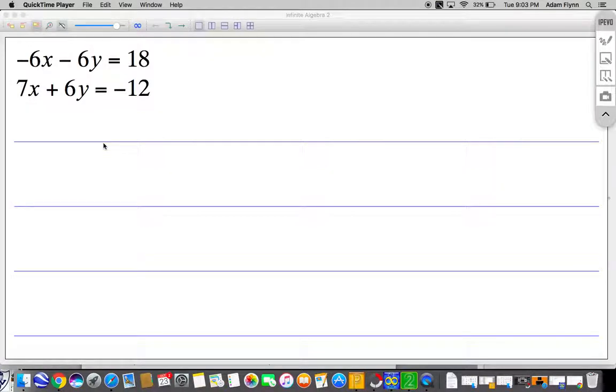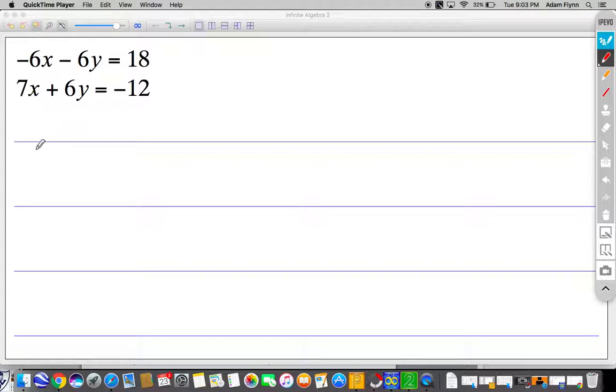This is the example video for elimination. So, taking a look at this first problem, I have negative 6x minus 6y equals 18, and 7x plus 6y equals negative 12. So my first step, I need to choose a variable to eliminate. So my two options are going to be x or y.